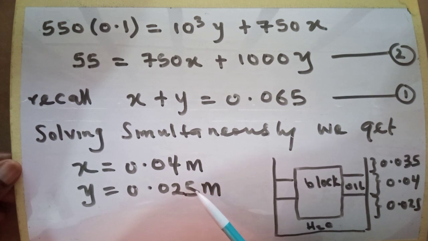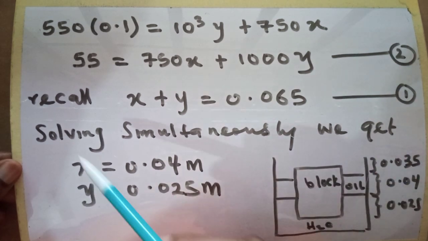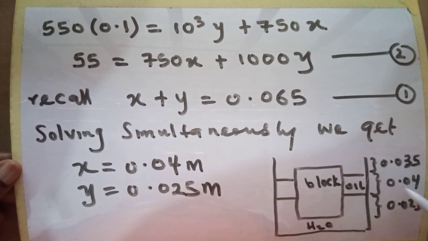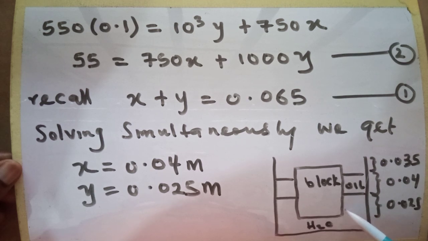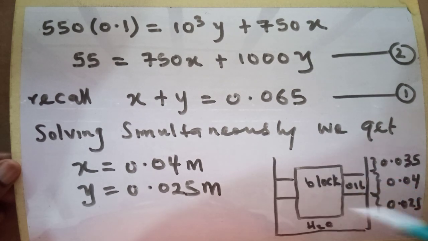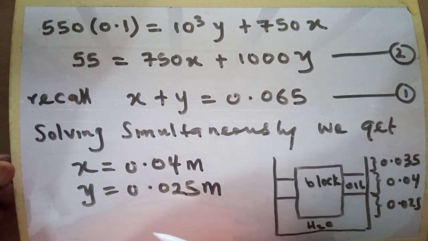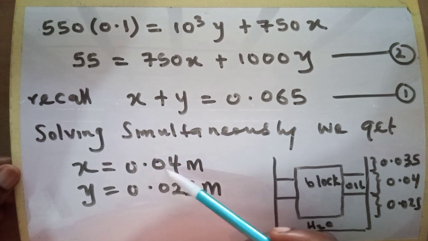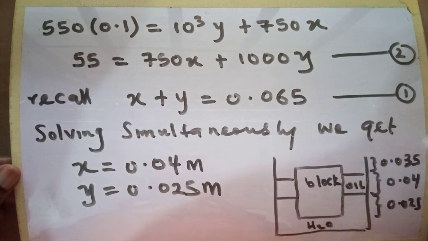So in that case, we can now see that the thickness of the oil, which represents x, is 0.04 meters. The thickness of the block that is submerged in the water is 0.025, which is gotten from this. So if you add this entire length, that will give you 0.1 meters, which corresponds to the length of the block. So the problem is solved. That is x equal to 0.04, which is the thickness of the oil.